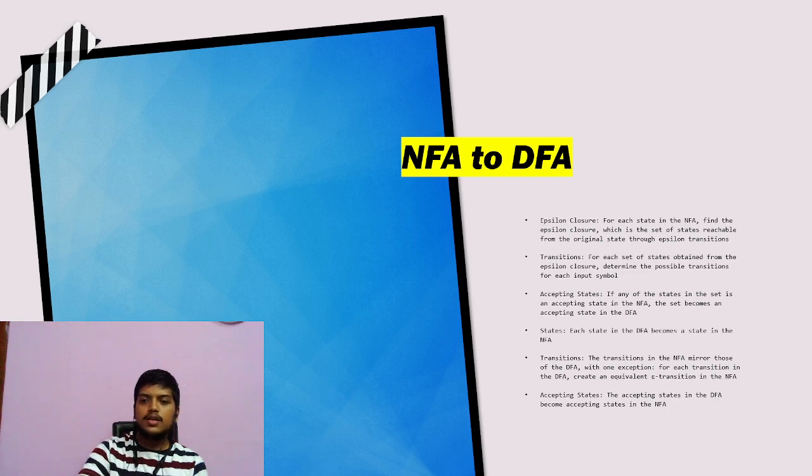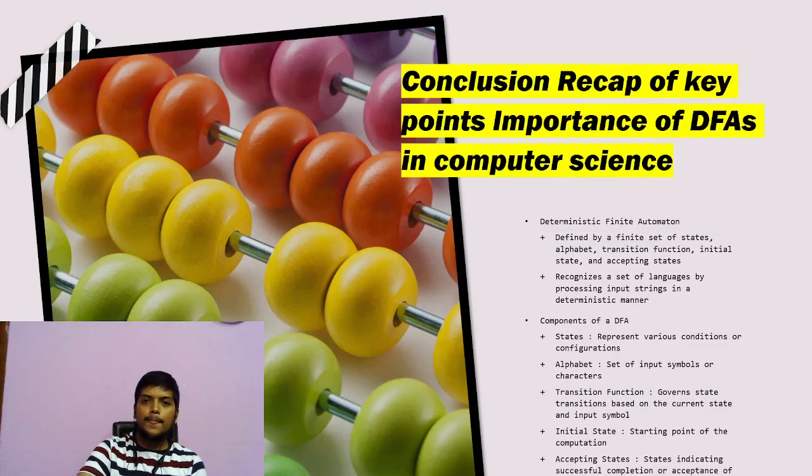Each state in the DFA becomes a state in the NFA. The transitions in the NFA mirror those of the DFA, with one exception: for each transition in the DFA, create an equivalent transition in the NFA. Accepting states in the DFA become accepting states in the NFA.